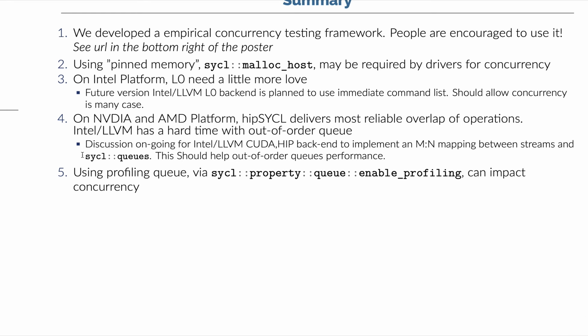On AMD and NVIDIA, with SYCL you have a better result due to this multiple pool, and there is already a pull request or some work done in Intel LLVM to be able to use this kind of pool of streams. Also on AMD, enabling profiling has some side effects. So be careful when you profile. Sometimes profiling may destroy your concurrency.